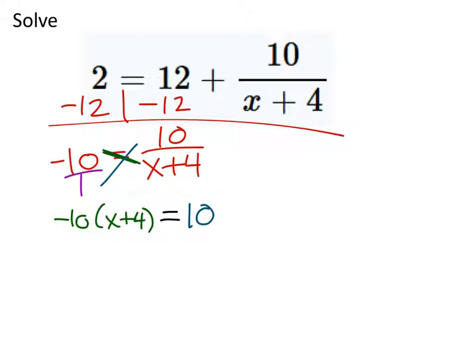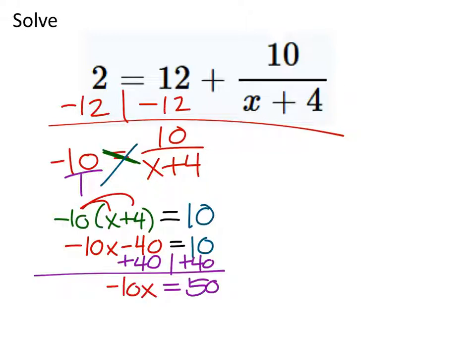All right. Now, there's several ways you can proceed from this point. You could divide negative 10 on both sides, which would make that slightly convenient. However, the common method is just to distribute the negative 10. So negative 10x minus 40 equals this blue 10. And continuing to solve, I'm going to add 40 to both sides. And now we'll divide both sides by negative 10 to find that x is negative 5.